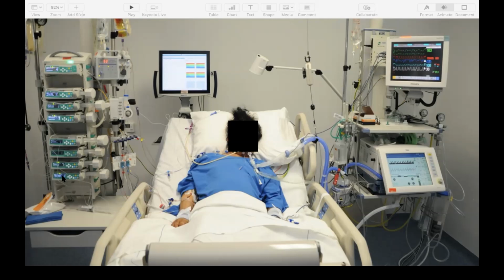Now, these are the infusion pumps. This is always standard in all ICUs around the world. This is the ventilator and the monitoring of the cardiac and hemodynamic function, and this is our EEG monitor.